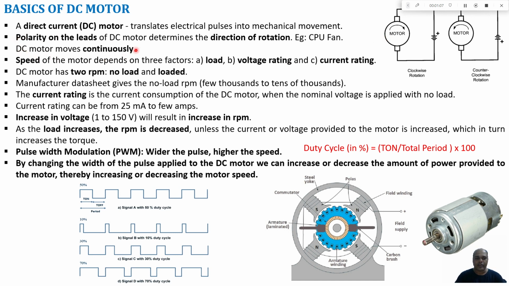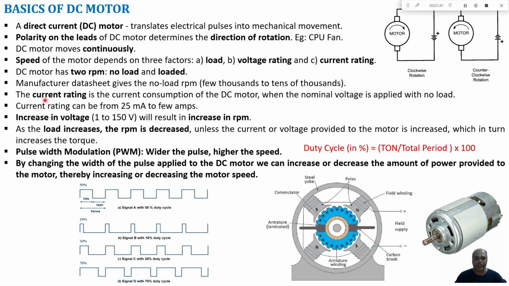A DC motor rotates continuously and its speed depends upon three main factors: the load connected to the motor, the voltage rating and the current rating. The DC motor has 2 RPMs, revolutions per minute, under no load condition and under loaded condition. Usually the manufacturer data sheet will specify the no load RPM. It may vary from a few thousands to tens of thousands.